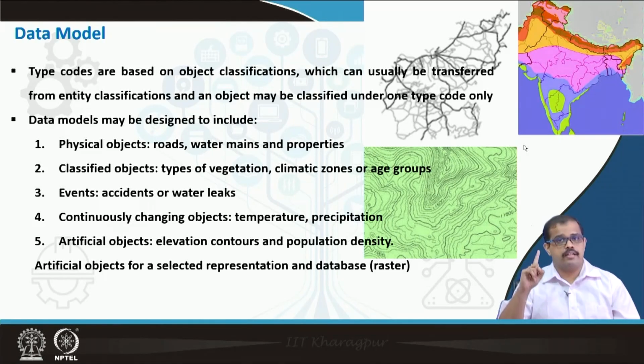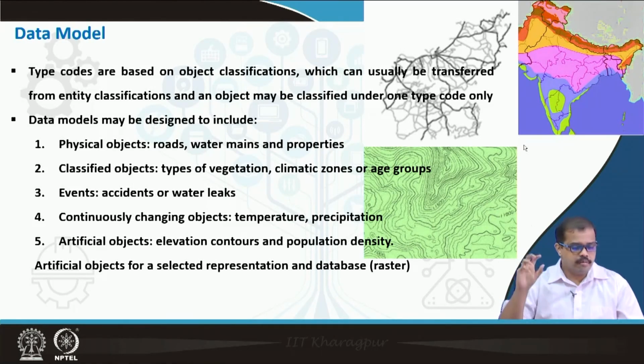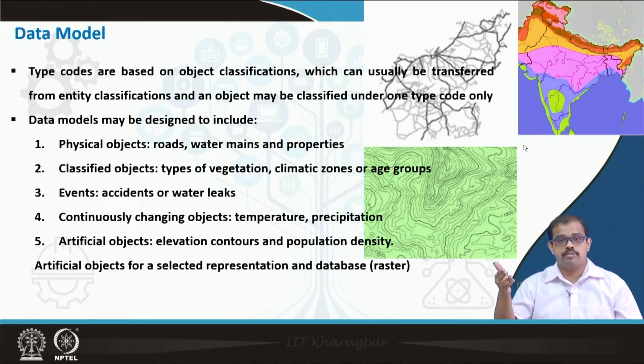So it has to be only one unique type code for every classification or every entity. Data models may be designed to include a physical object. You can have physical objects, as I previously said, in the form of a geometry. So it is roads, water mains and their properties, classified objects. It can be types of vegetation, climate zones, age groups. These are different types of classifications, events, whether it is accidents or water leaks, for example.